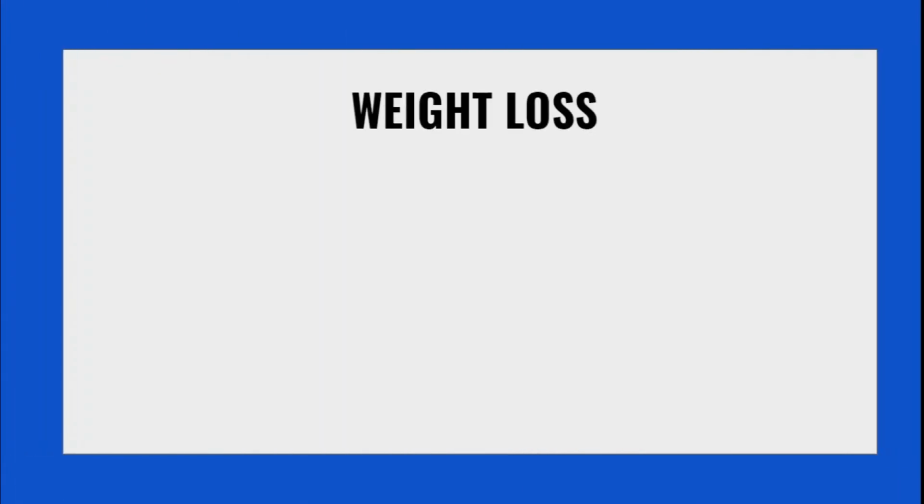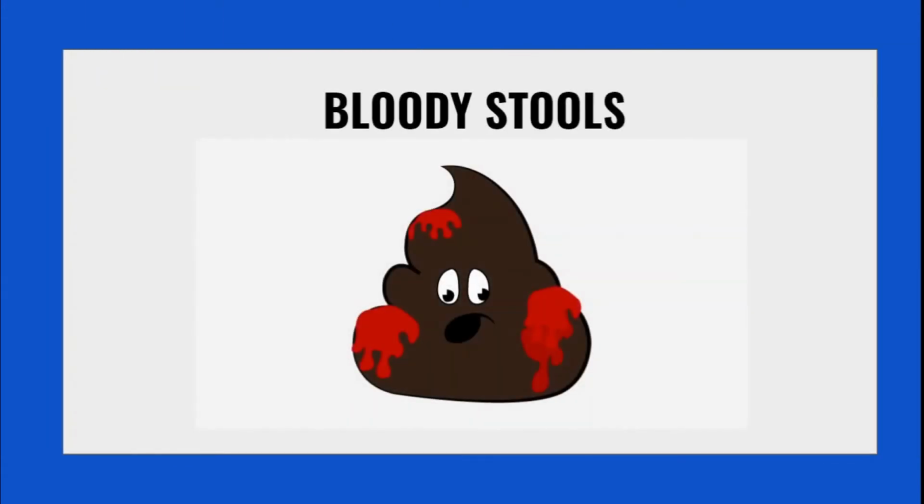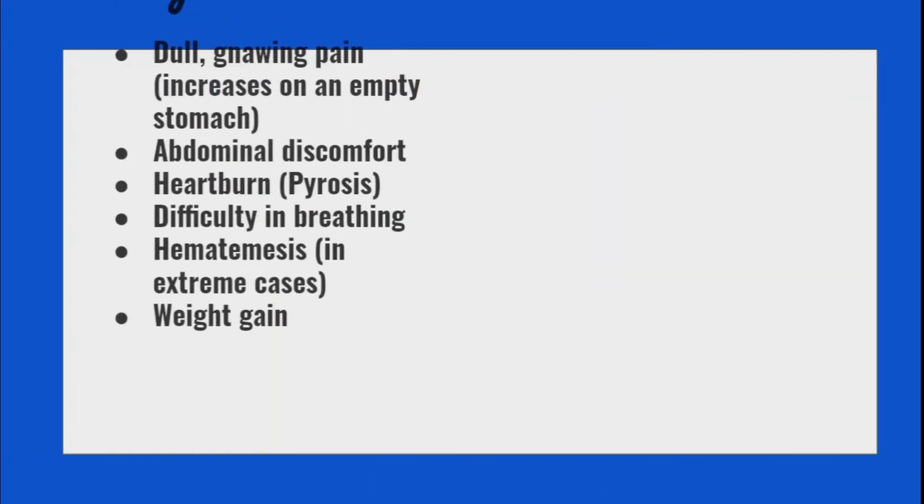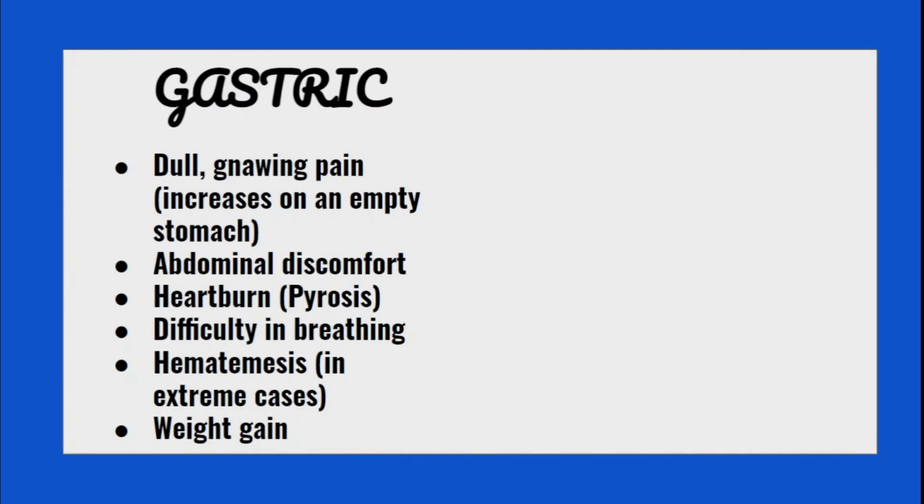So which will cause weight loss? You're not at all eating, so this will cause weight loss. Next is bloody stool. So it is an extreme level. Like I said in hematemesis, if the ulcer is not treated on time, there will be hemorrhage in that ulcerated site, which may cause hematemesis if it is a gastric ulcer, or bloody stools if it is in case of duodenal ulcer. So let's summarize the clinical manifestation of gastric ulcer.